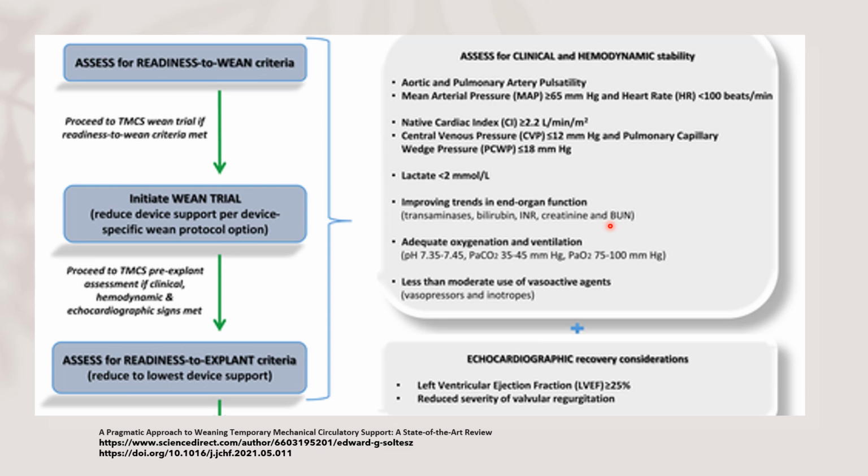And end organ function like creatinine, urea, bilirubin and liver function. Also the ECG is good, the arterial blood gas is good, and the dose of inotropic support is moderate. So at that time, we can go to remove the balloon. Why do we insist on a moderate dose or less than moderate dose of inotropic support? After removal, we may need to increase the inotropic support to compensate for the removal of the balloon.